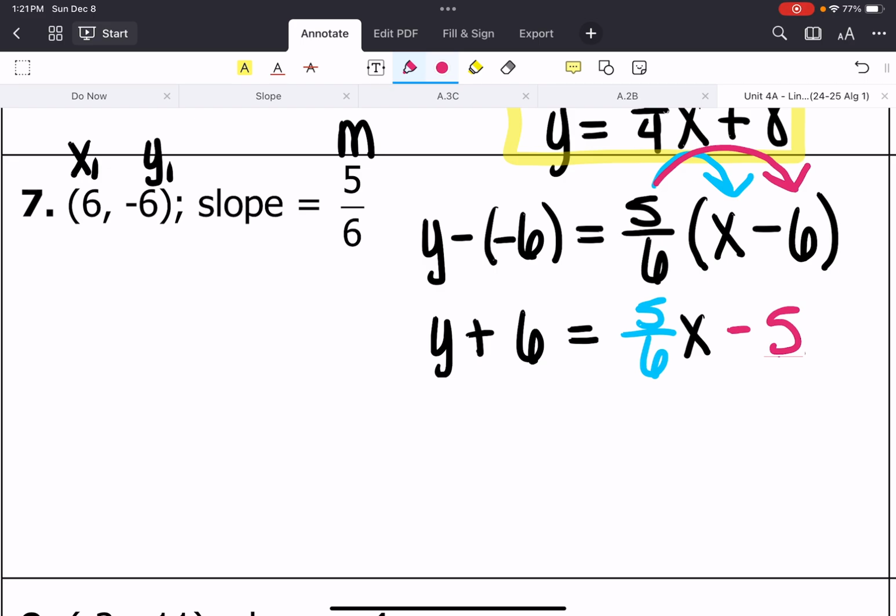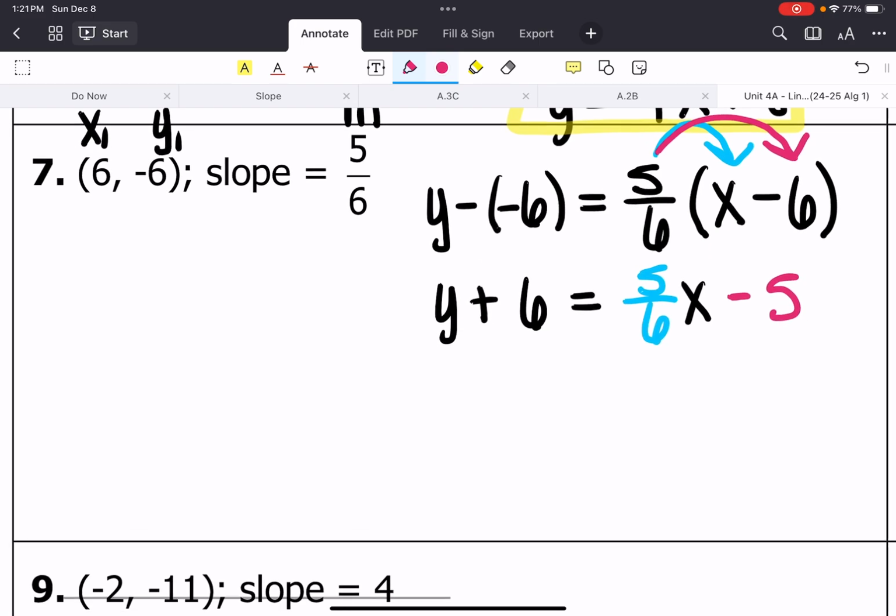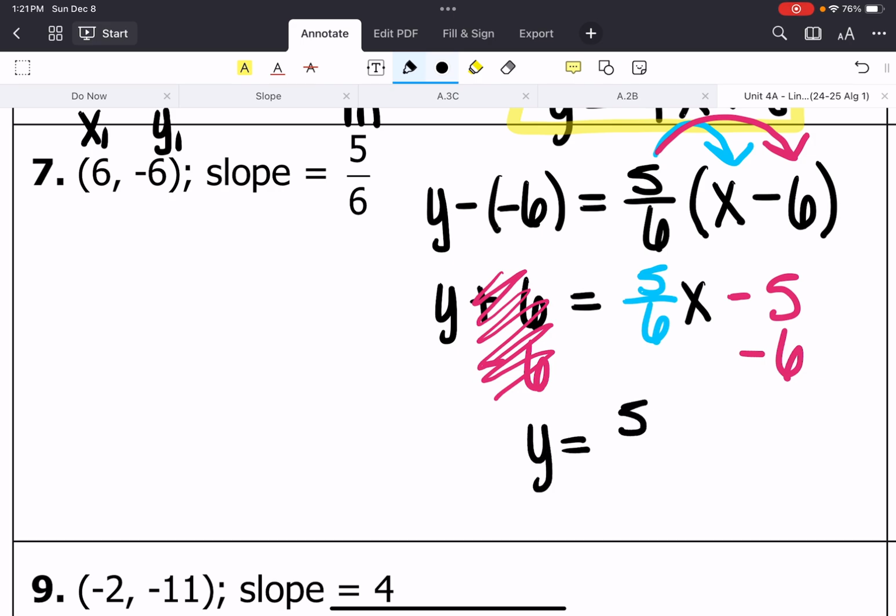From here, remember now we have to isolate y. I want y by itself and I'm adding 6 to it. The opposite of adding 6 would be to subtract 6. And what you do to one side, you do to the other. 6 minus 6 gives me 0. I'm left with y equals 5/6 of x minus 11. Because you have a negative 5 and then a negative 6. Together would give you negative 11. So your equation for number 7 would be y equals 5/6x minus 11.